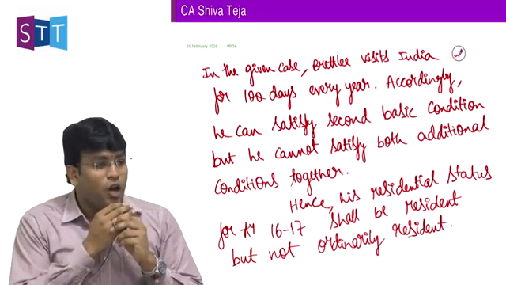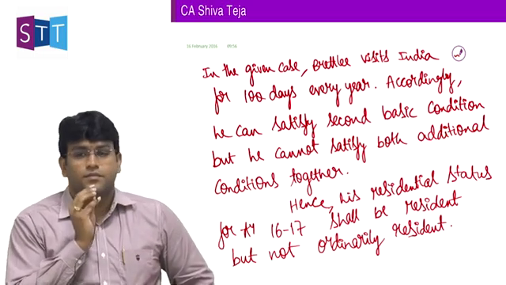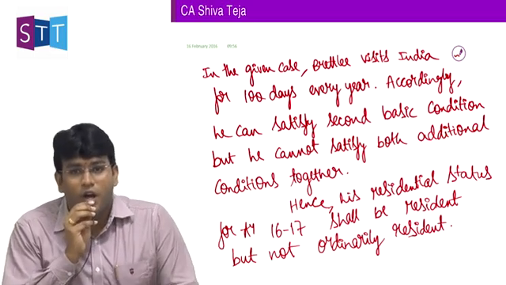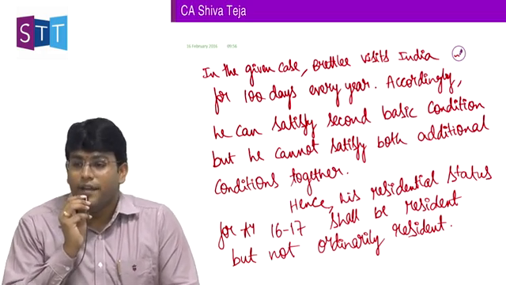Resident but not ordinarily resident. Are we clear with this? Everybody, sir?